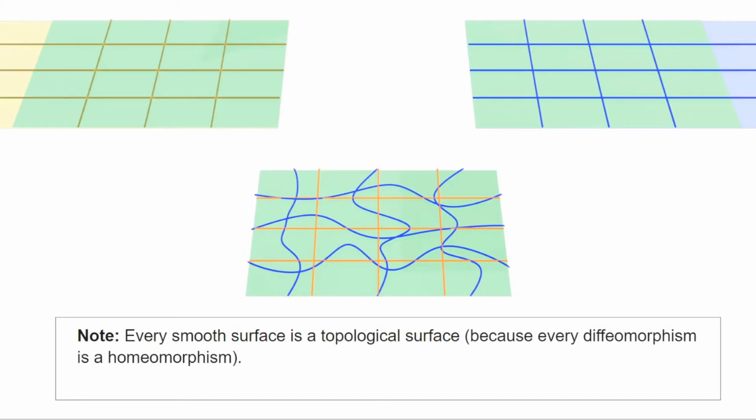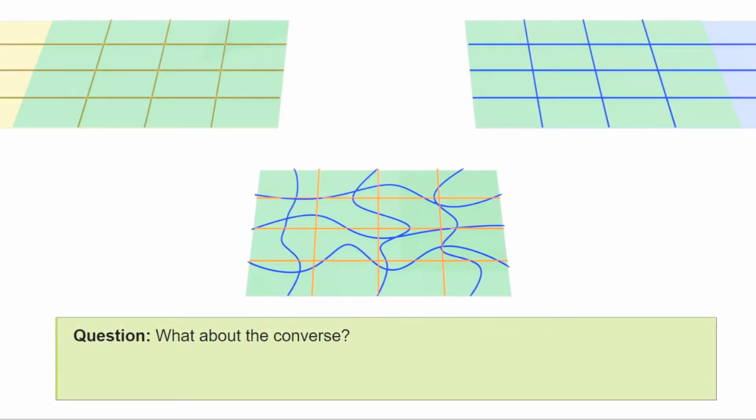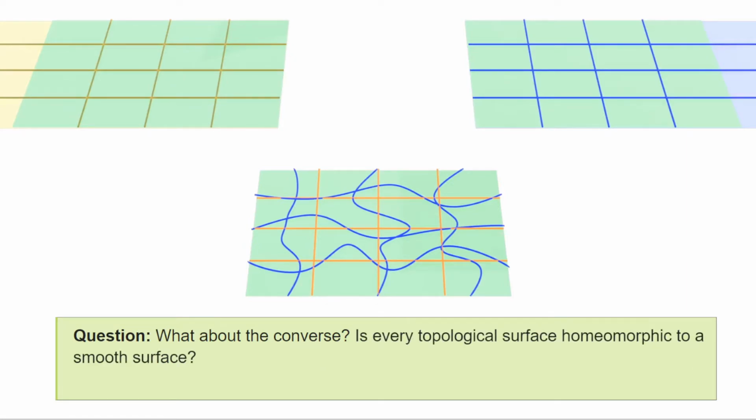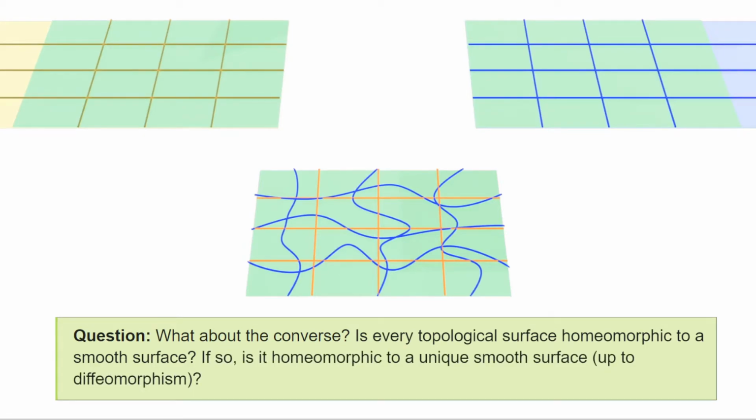Therefore, a very natural question is whether some sort of converse holds. To be precise, the question is whether every topological surface is homeomorphic to some smooth surface. Furthermore, if that is the case, is that smooth surface unique up to diffeomorphism? You can think of this question as taking topological surfaces and trying to put extra structure on them.